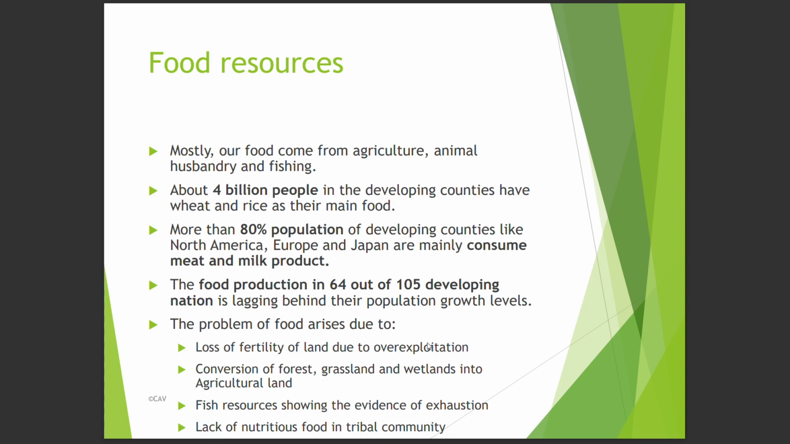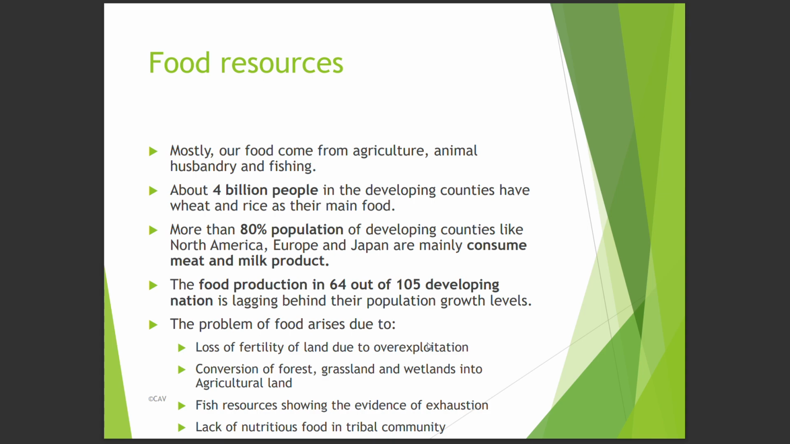Mostly our food comes from agriculture, animal husbandry and fishing. About 4 billion people in the developing countries have wheat and rice as their main food. More than 80% of the population of developed countries like North America, Europe and Japan mainly consume meat and milk products. The food production in 64 out of 105 developing nations is lagging behind their population growth levels.